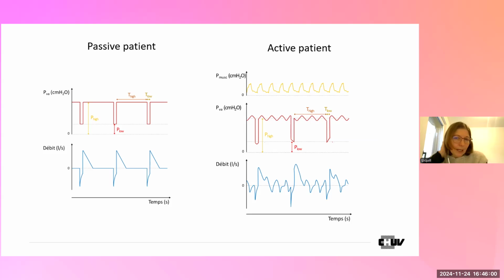During APRV, we have either a passive patient on the left, who just alternates between the two levels of pressure delivered by the ventilator, or a patient who is breathing spontaneously. Basically, you have the same, and in addition, you can see the patient effort displayed by each P mus curve, and you can observe that for each P mus of the patient, you have a patient effort on the airway pressure curve here.